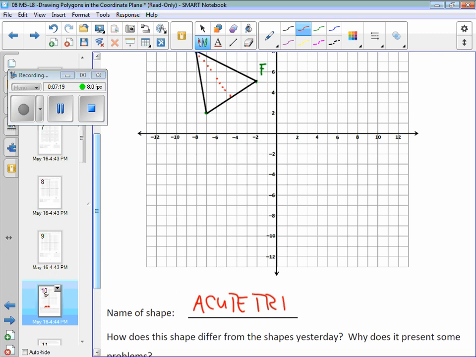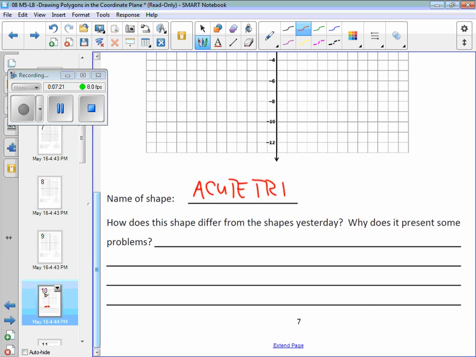So the reason why we can't do this, or how it's different, is that we can't measure, let's write this down, or count boxes for diagonal lines.